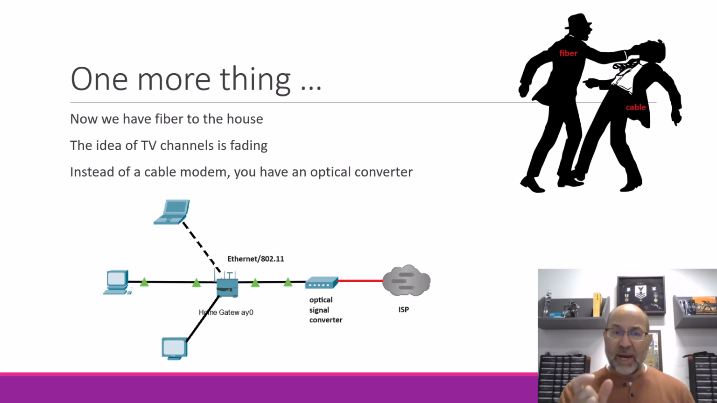There is a different box now. We still have our home gateway in there, but you now have an optical signal converter, and its job is to take the signaling coming in on the fiber optic and convert it to Ethernet for the rest of your internal network. But there you go. So that'll be the new device that you'll see.